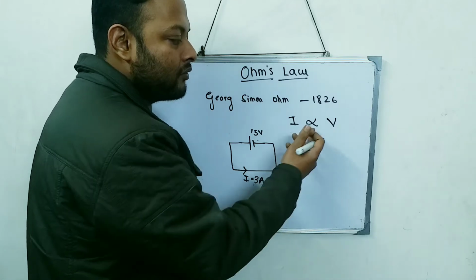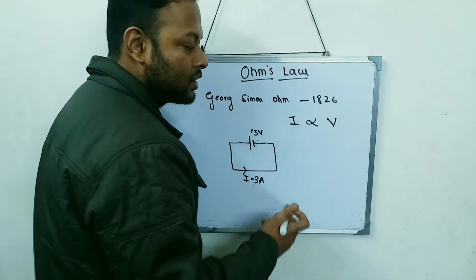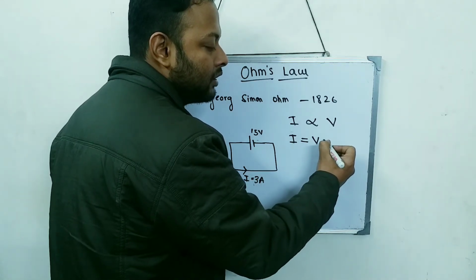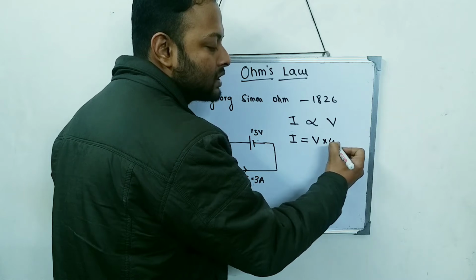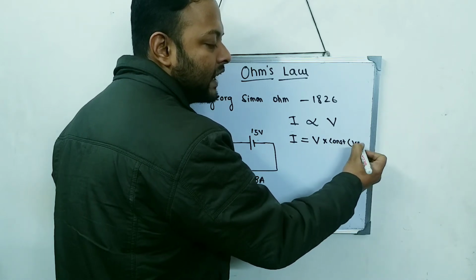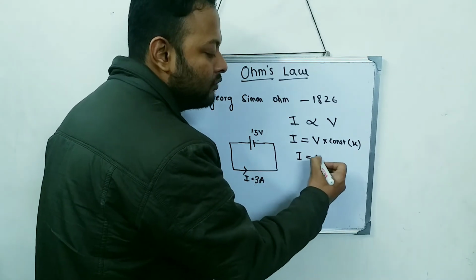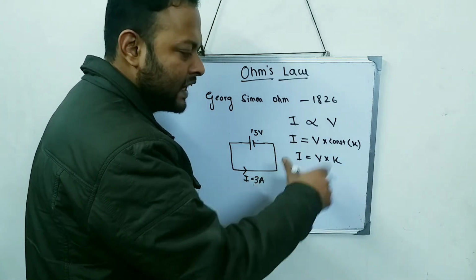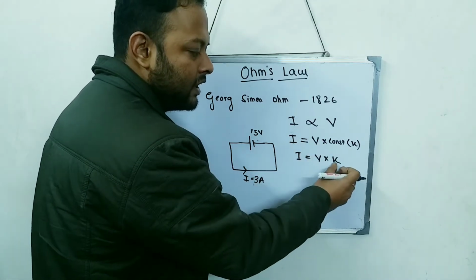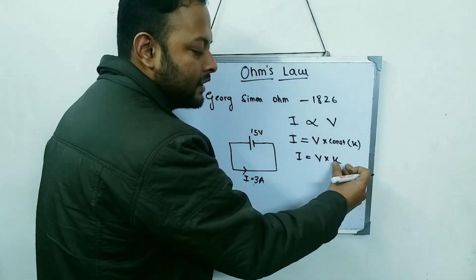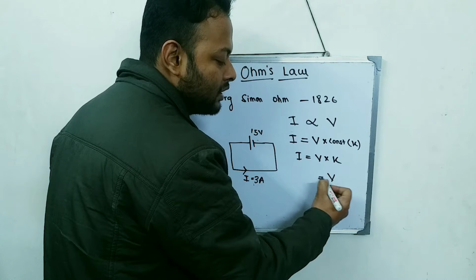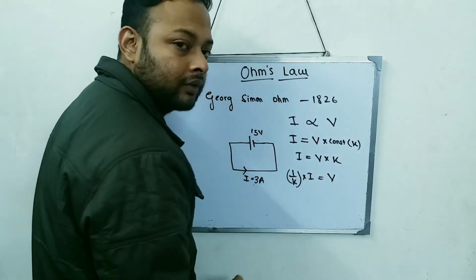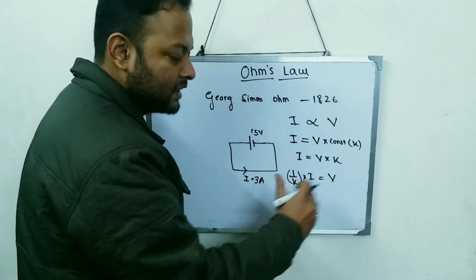Now we know that to remove the proportionality sign, we have to introduce a constant. So I becomes equal to V into a constant, say K. So I is equal to V into K. Now can I change this in a slightly different way? See, K is there, and I'm shifting K from the right hand side to the left hand side. So V is equal to 1 by K into I.